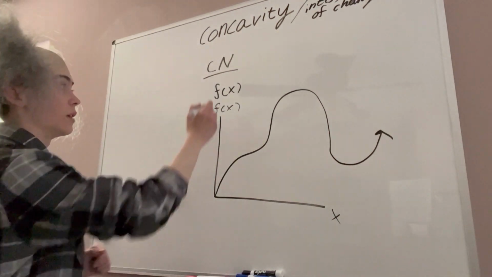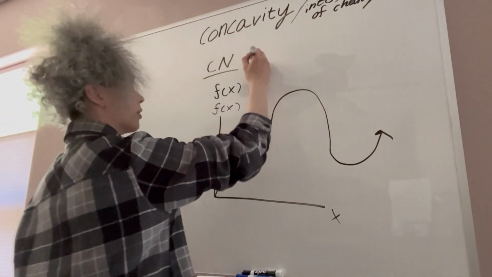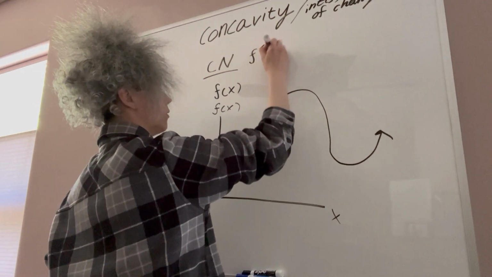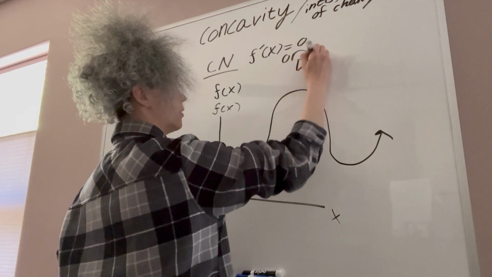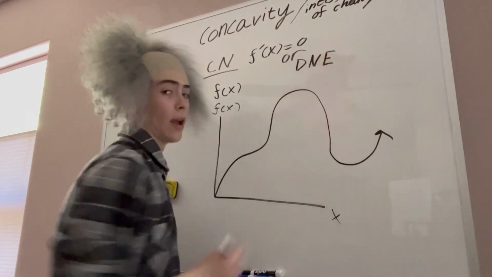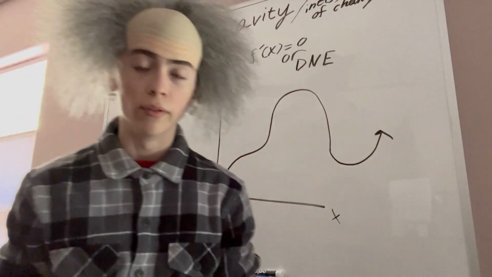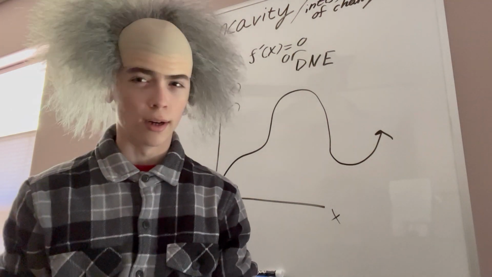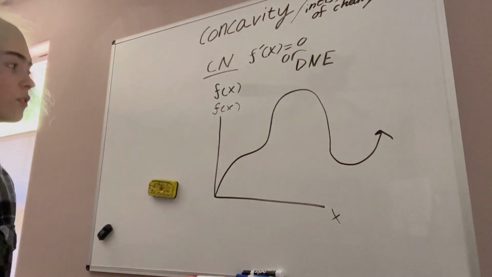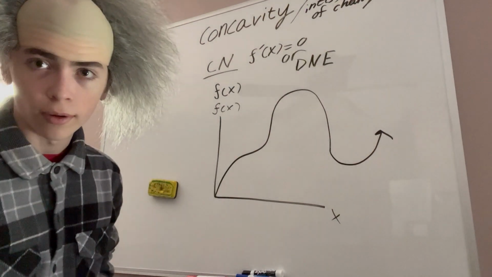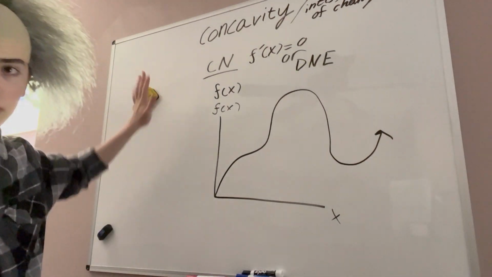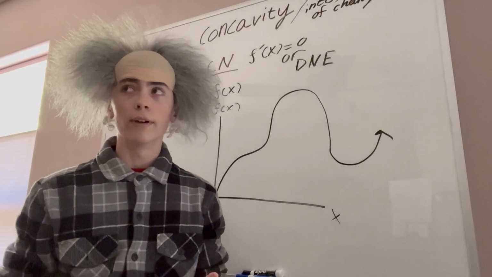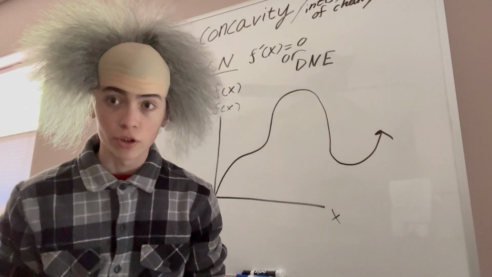A critical number is, let's say this is f of x right here, when f prime of x either equals 0 or does not exist. Okay, going back to differentiability, when does your derivative not exist? When is your derivative not continuous, right? Or simply when f prime of x equals 0, right? Now, a critical number is going to indicate some sort of change in the behavior of your function, right?